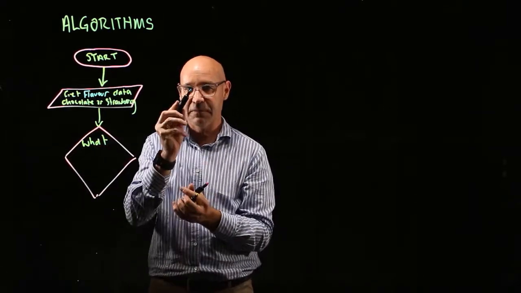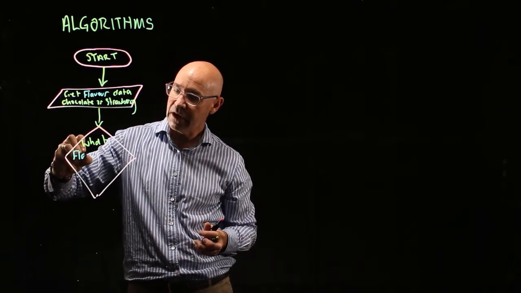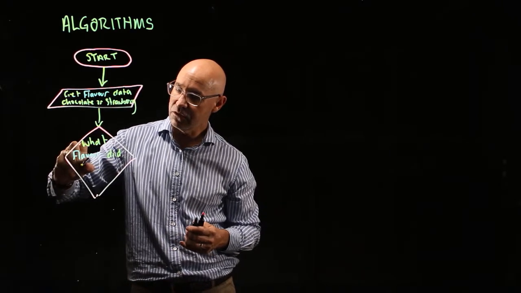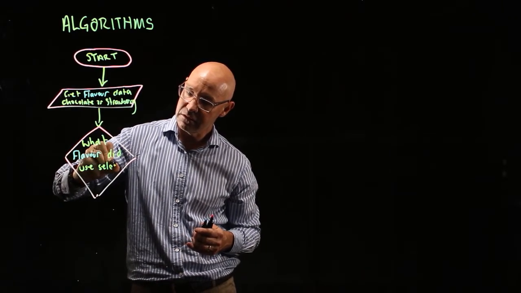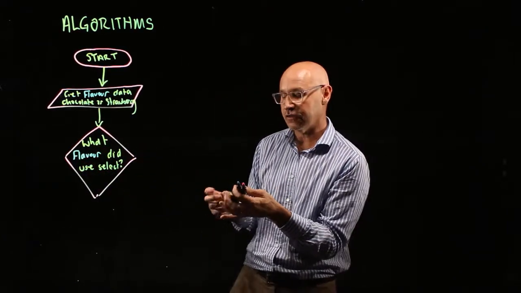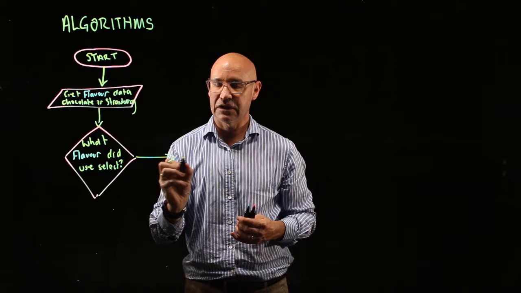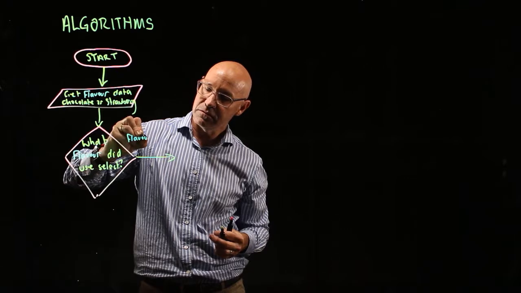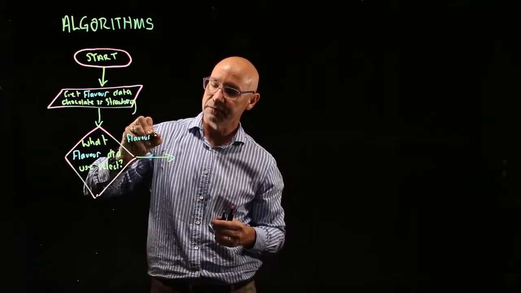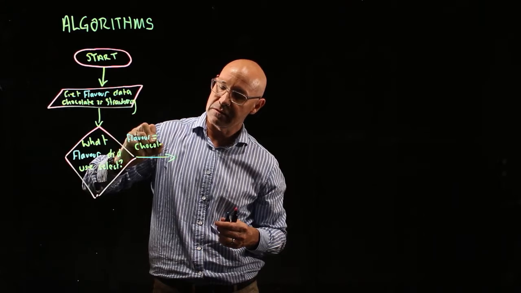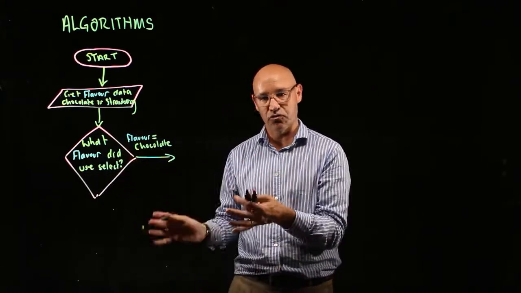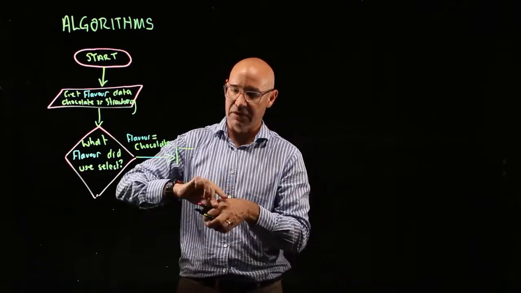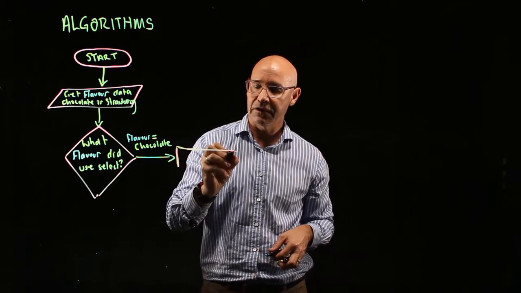I'm going to keep that same font for our variable. What flavour did the user select? So we've asked a question here. We've got two choices, haven't we? We said chocolate or strawberry. So if the flavour variable equals chocolate, we're going to do something. And if the flavour variable is strawberry, we're going to do something else. If the flavour variable is chocolate, I need to make this pink.